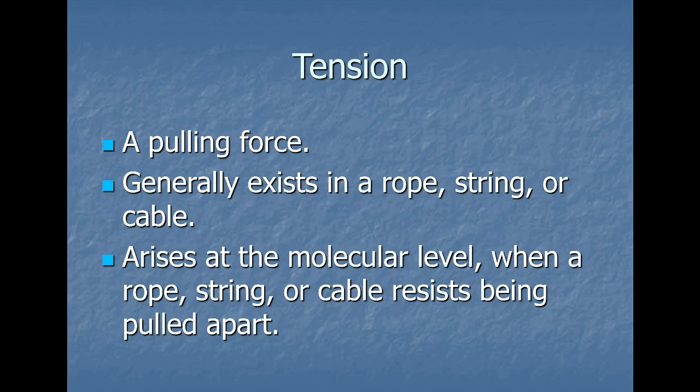Okay, so we're going to move on to tension and talk about that for a little bit. Tension is a pulling force that usually exists in a rope, a string, or a cable. And it really comes from the molecular level. So a rope, a string, or a cable resists being pulled apart because the individual molecules are chemically attracted to their neighbors. So there's a chemical bond between atoms or molecules.